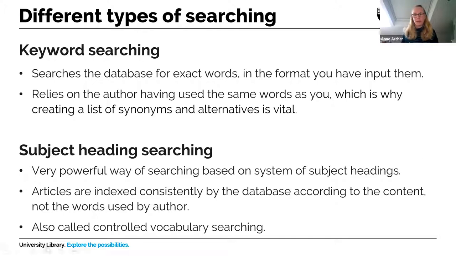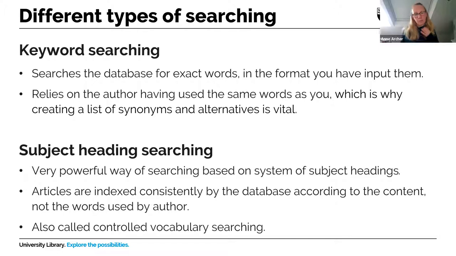Another type of database is called a subject heading database or controlled vocabulary database. These databases can be a bit more intimidating in lots of ways, but once you get to know them, they can be more helpful. Because what happens is that the indexers, the librarians, when an article comes into these databases, consistently give it a theme and assign it a keyword. Then they basically have a thesaurus of all the keywords that you can click on and search.